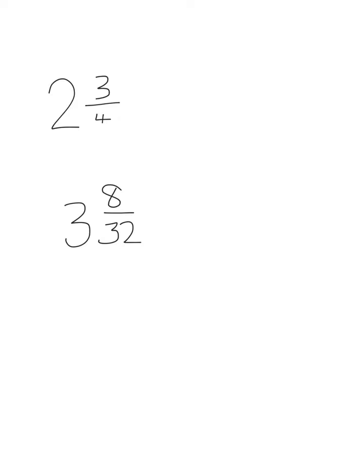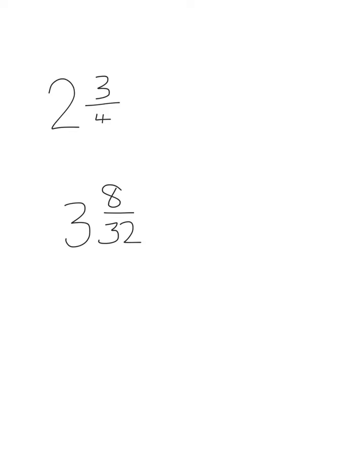In this video, we're going to explore how to change mixed numbers into simplified improper fractions. The word simplified means they're going to be completely reduced. The word improper implies the numerator will be larger than the denominator.